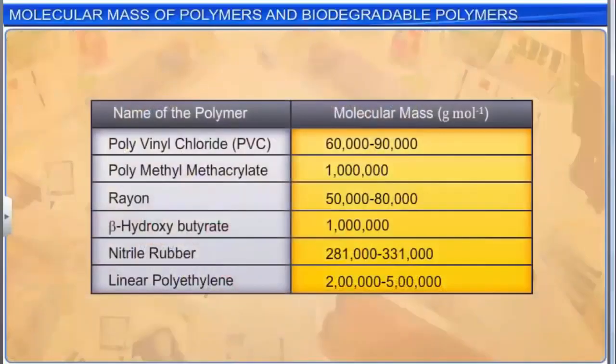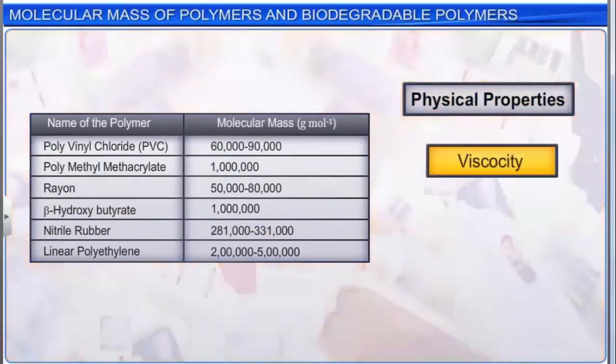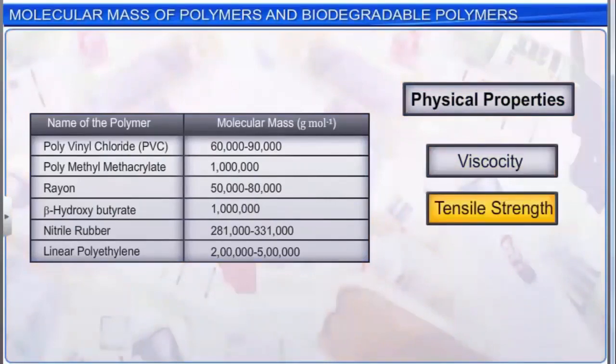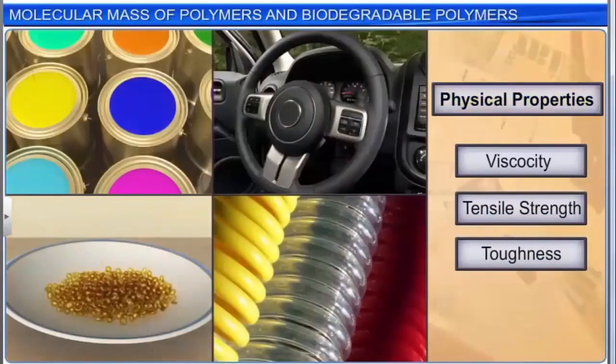The molecular mass of polymers determines most of their physical properties, such as viscosity, tensile strength, and toughness. The better the physical properties of a polymer, the more is its commercial importance. That is why the study of the molecular mass of polymers is important.